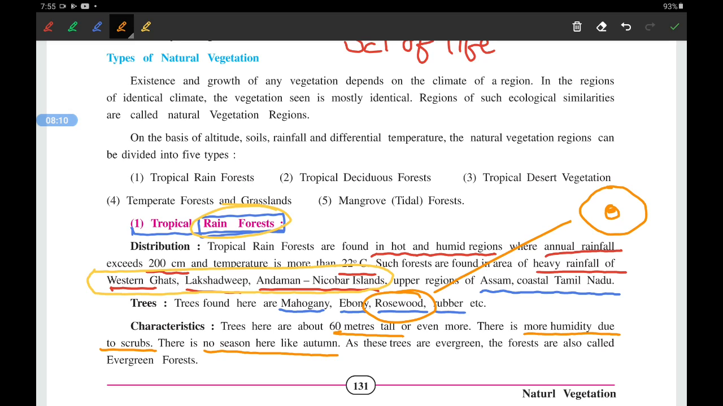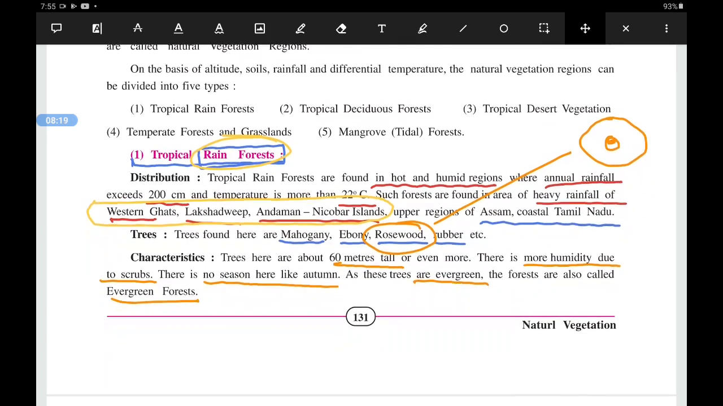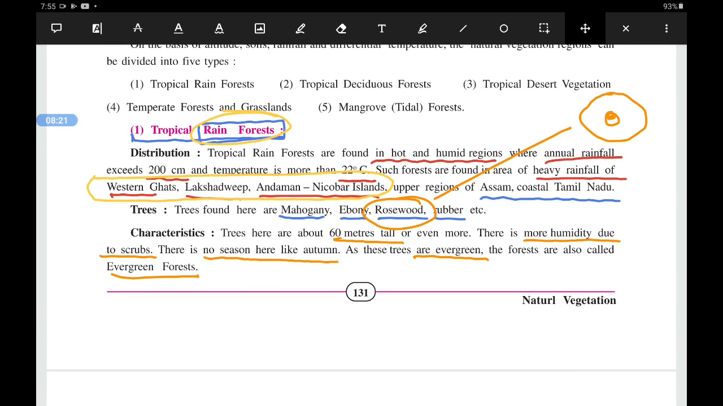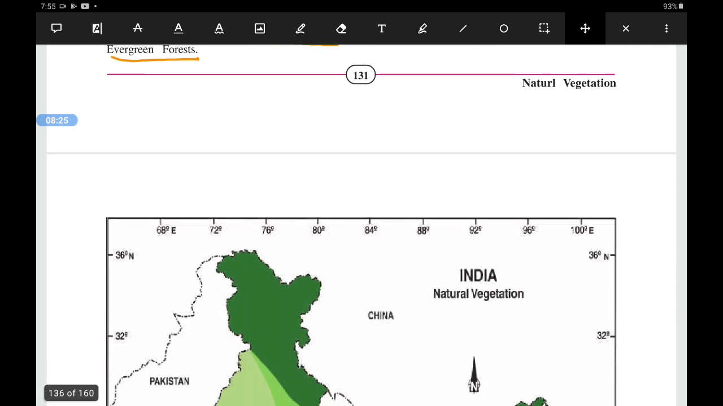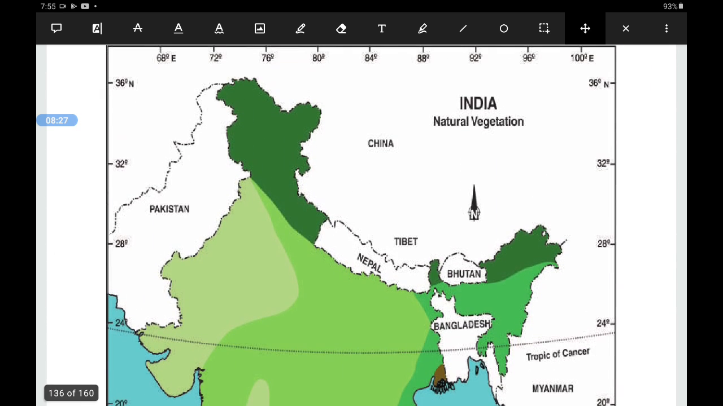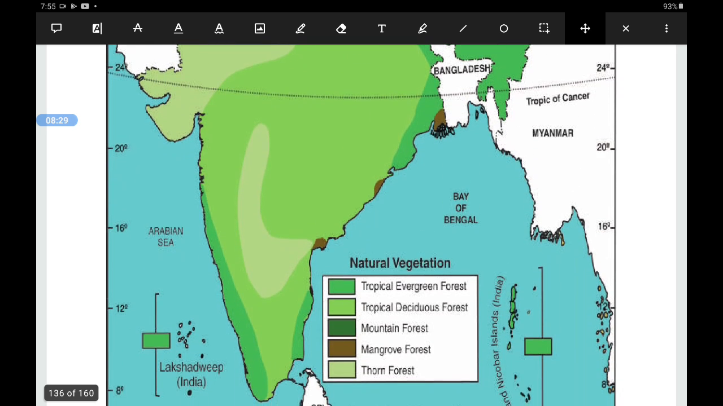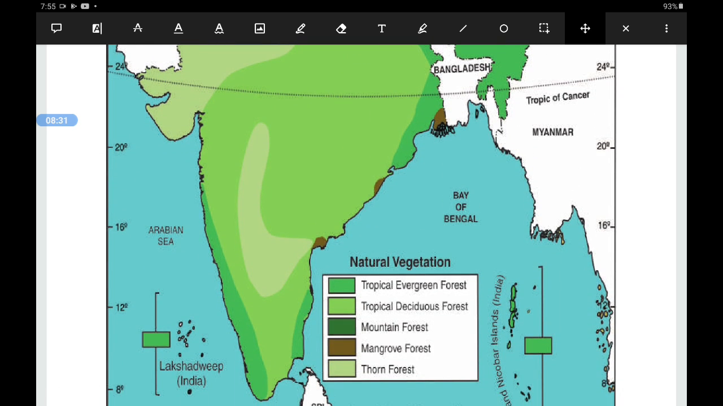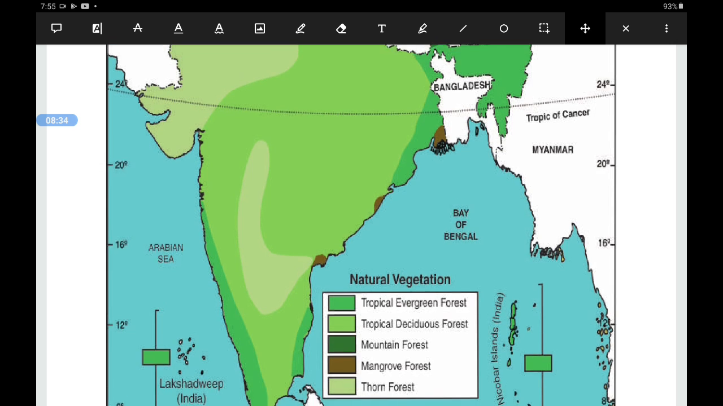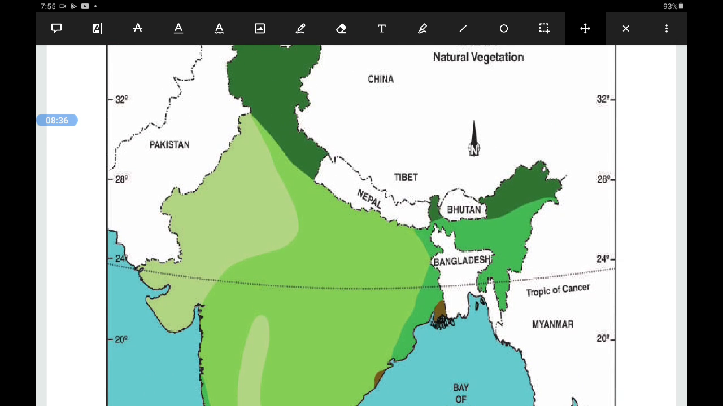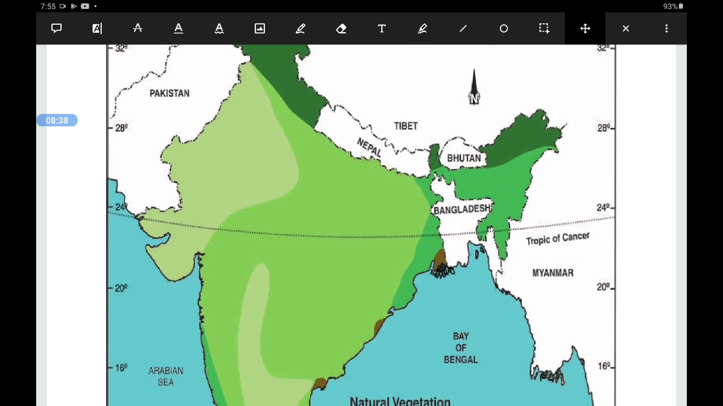As these trees are evergreen, this forest is also called the evergreen forest. The falling of leaves is not there, and that's why rainforests are also known as evergreen forests. Where is it available? Wherever you see the dark greenish color, you can see that those areas are where they are available.